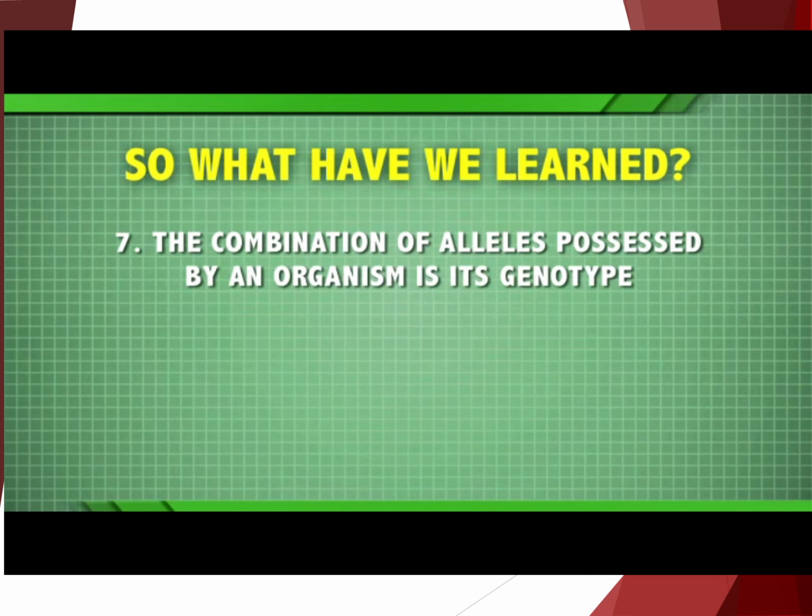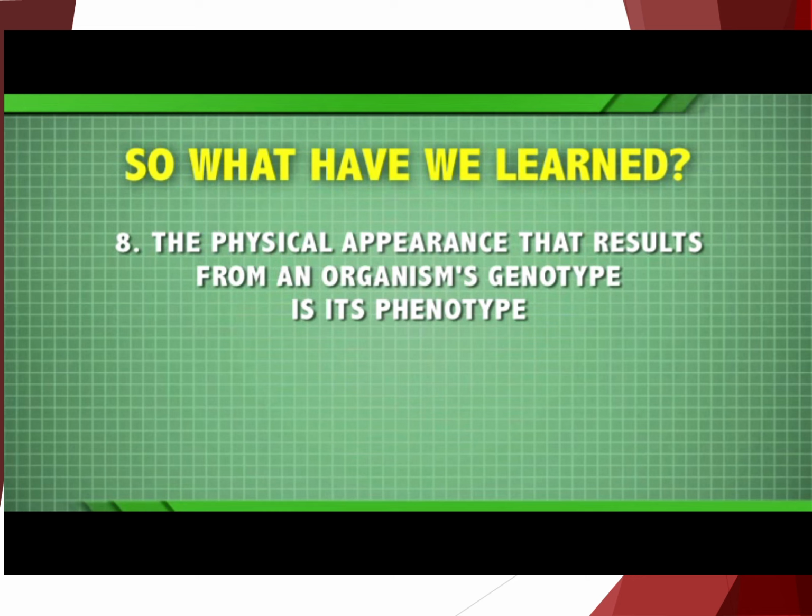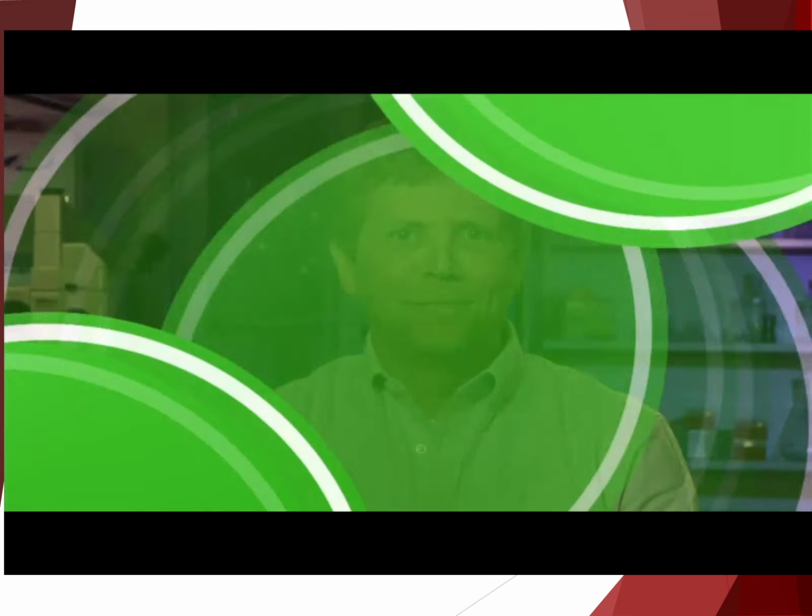Genotype is the combination of alleles in an organism, so a heterozygous genotype would consist of 1 dominant allele and 1 recessive allele. Phenotype is a physical appearance of the organism. For example, tall pea plants versus short pea plants, or green peas versus yellow peas.